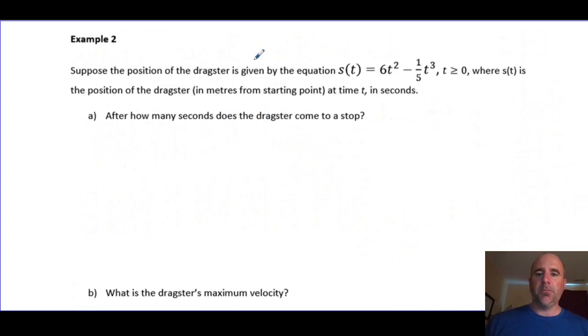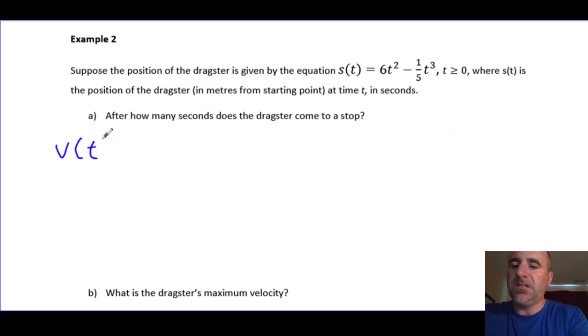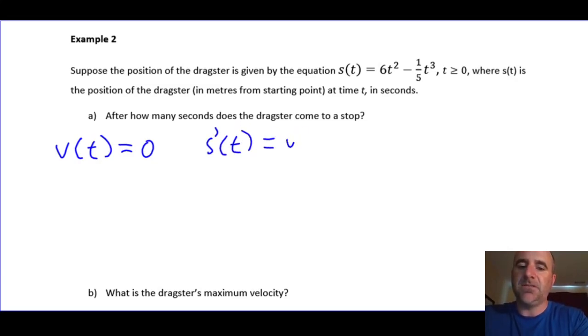In this next example, we're talking about the position of a dragster, like a race car, given by this equation, which is a cubic, where t is greater than 0. s of t is the position of the dragster in meters from the starting point, and t is time in seconds. The first question says, after how many seconds does the dragster come to a stop? Well, when do you stop? Your velocity is equal to 0. So we're looking for when v of t is equal to 0, which is the same as saying when is s prime of t equal to 0. So s prime of t is v of t.